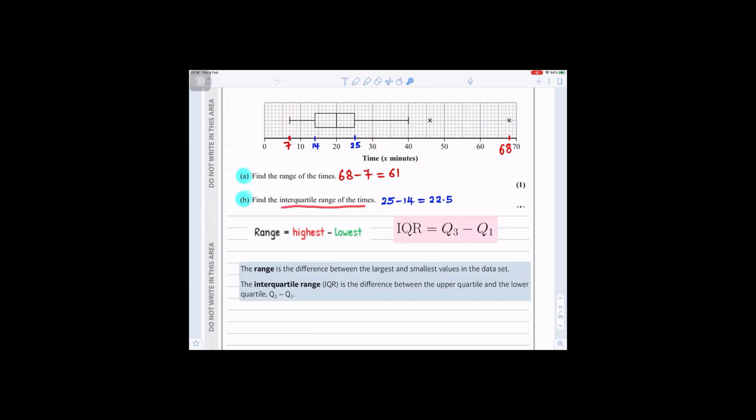Find the interquartile range of the times. The interquartile range is the upper quartile minus the lower quartile. So the upper quartile is 25 minus the lower quartile, which is 14. So you get 22.5. The interquartile range is the difference between the upper quartile and the lower quartile.